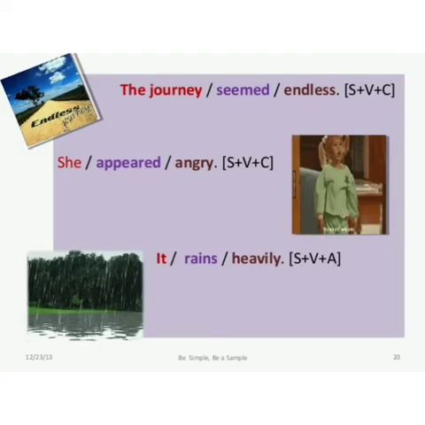Next, the journey seemed endless. Journey, subject, seemed, verb. Endless is the complement. So the word seem takes a complement. She appeared angry. Appeared takes a complement. It rains heavily. How does it rain? Heavily. SVA. So certain words take complements, as we have already discussed in the previous slides.